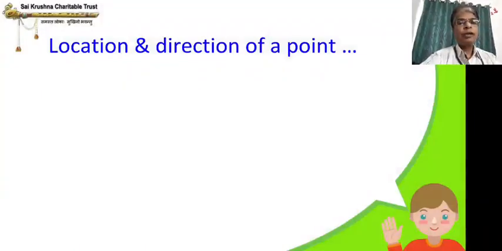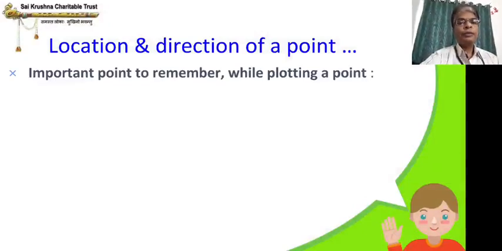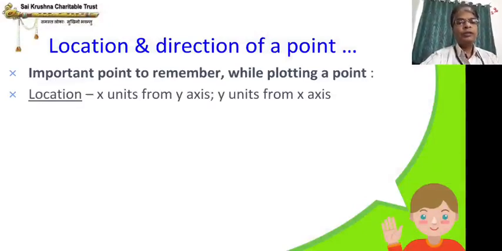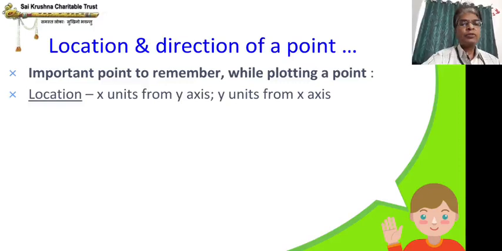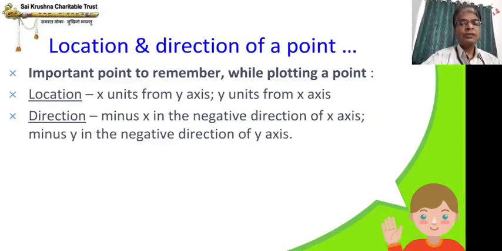So now an important point: you have to remember between location and direction how to do it while plotting a point. This is the same while identifying also. So location: x units from the y axis, y units from the x axis. So that we have to be very, very clear. That is, if it is the x coordinate, x units from the y axis, and for the y coordinate, y units from the x axis. And this direction: minus x in the negative direction of the x axis, minus y in the negative direction of the y axis.